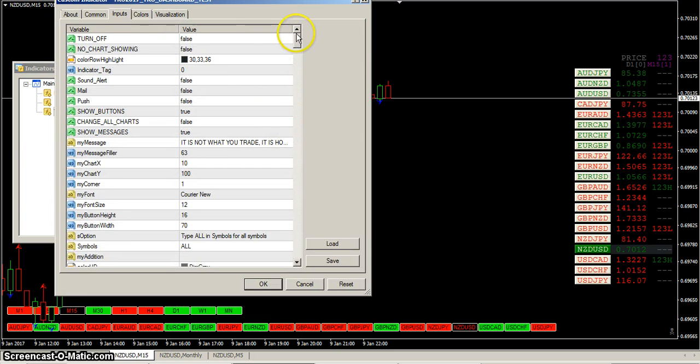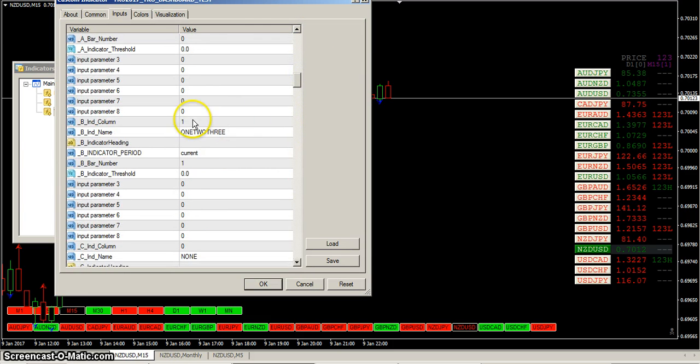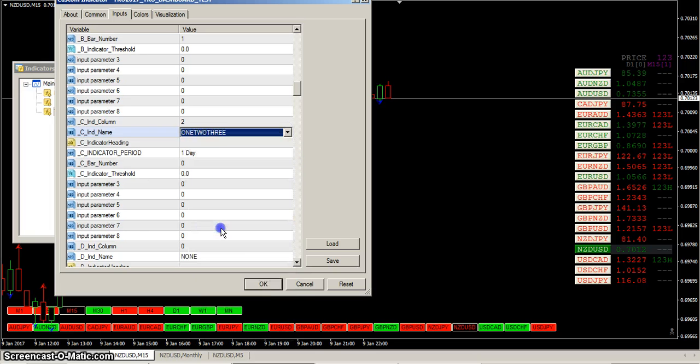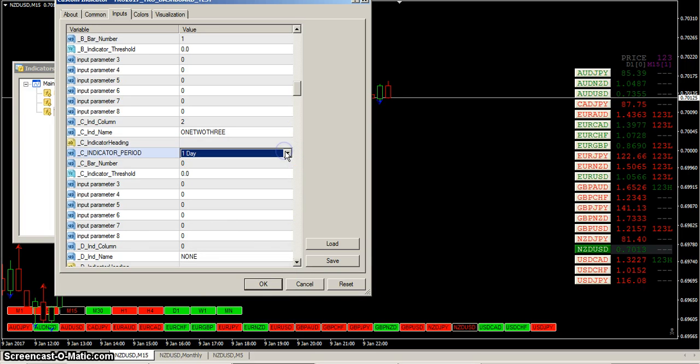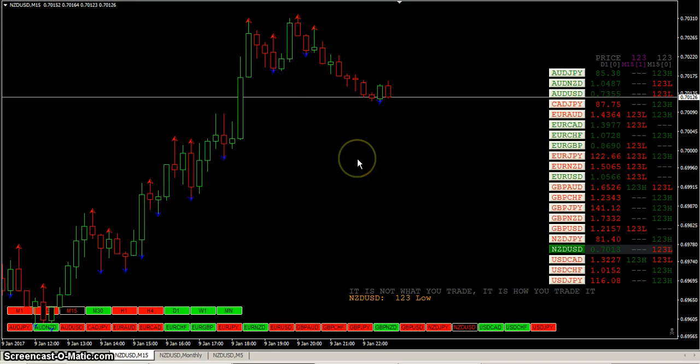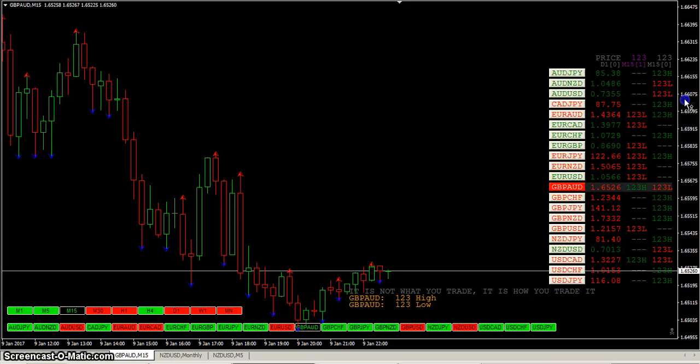So what we can do, to show you the difference, let's put this over in column 3. And then here in column 2, we'll load up 1, 2, 3. And we want the current chart period and 0 for the bar number. So here's the previous, here's the current. So it looks like we've got some interesting patterns here.